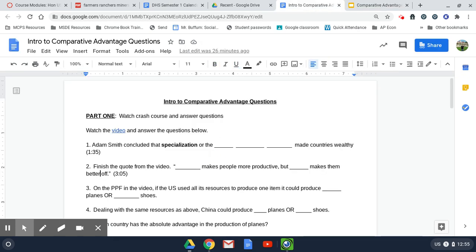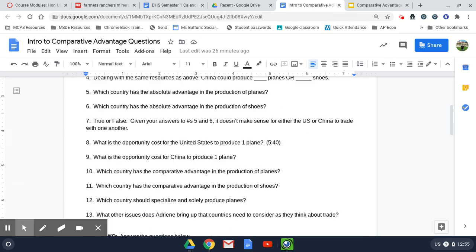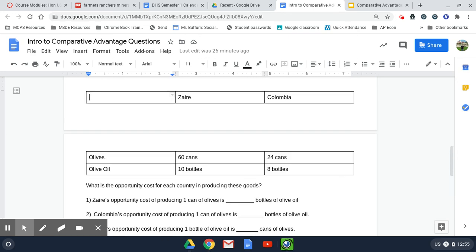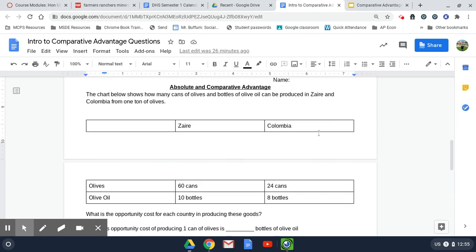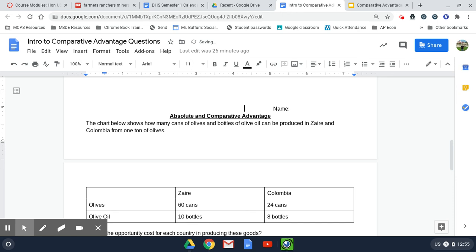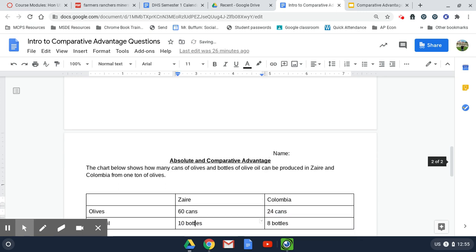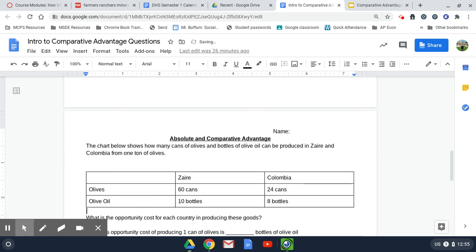Once you're done with the crash course questions, right underneath this is going to be part 2. All right, and let me fix this a little bit. This chart below shows how many cans of olives and bottles of olive oil can be produced in Zaire and Colombia from 1 ton of olives. Zaire can make 60 cans of olives or 10 bottles of olive oil. Colombia can make 24 cans of olives or 8 bottles of olive oil.